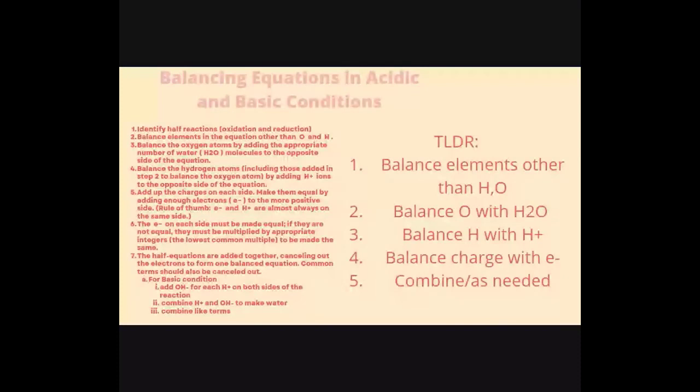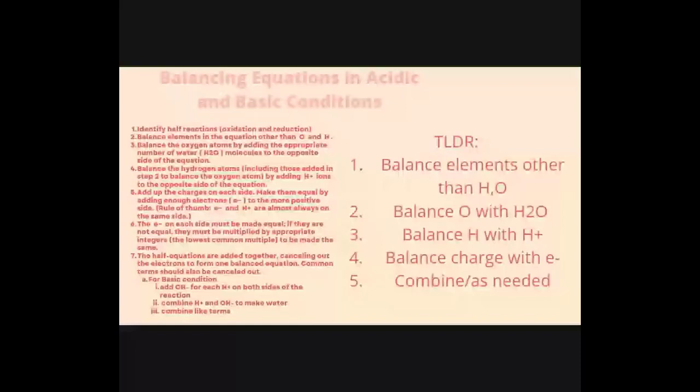And then you will have to balance elements other than O and H. In solution, in these acidic and basic conditions, you usually have these ions floating around. You have H+, you have water, and you have electrons. These are the basis of what you're going to use to balance them out. First, you're going to balance out the oxygen atoms by adding the appropriate number of water molecules to the opposite side of the equation. An example of this would be if I have 3 oxygens on the left side, then I would have to add 3 oxygens on the right side to balance out the same amount of oxygens.